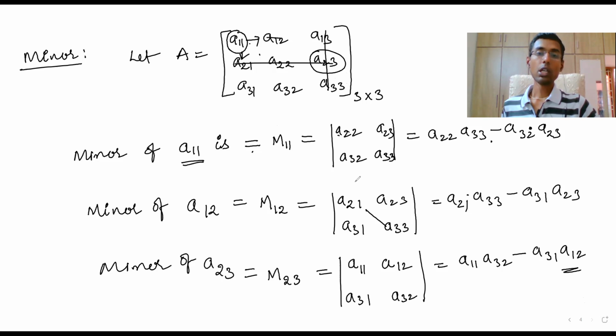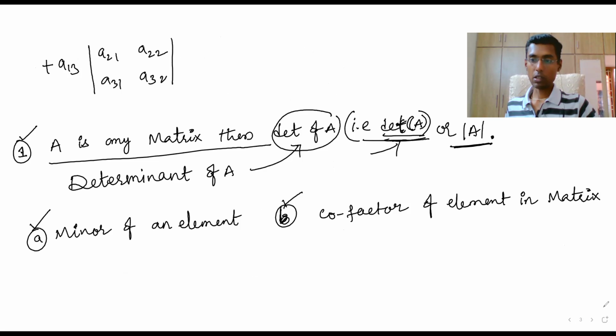Minor means the determinant obtained by removing the row and column in which the element is present. Wherever the element is, that row and that column we have to remove. Here for A11, we remove the first row and first column, and the determinant obtained is the minor. Like that we find it. Hope you are clear with the minor.